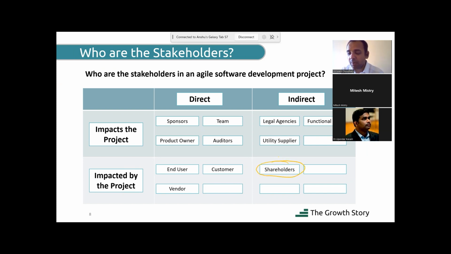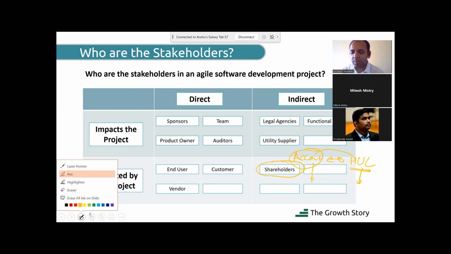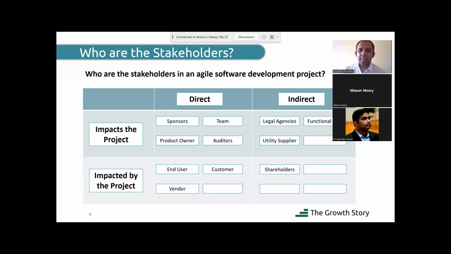I'm talking about shareholders. Think about Accenture and think about, say, HUL. Suppose HUL is the company that has hired Accenture for their work. So the shareholders of Accenture and the shareholders of HUL are also stakeholders in the project, right? They are indirectly impacted by the project. But do you need to consider those people? Yes, in the back of your mind, you need to, okay, they are there. That will influence your decision making, but there is no need to plan engagement with them, right?